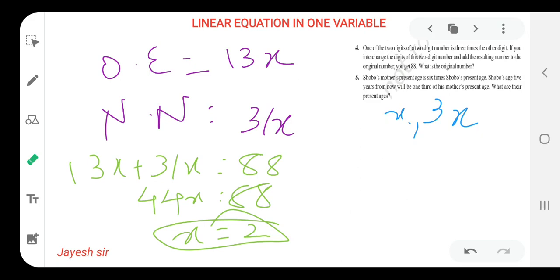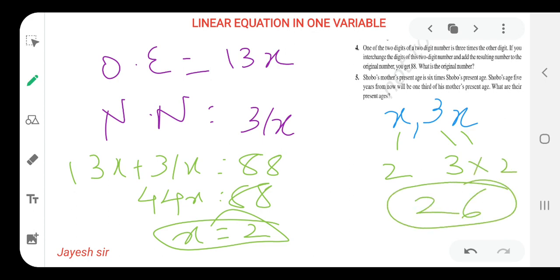So we will put the value into the numbers that we assumed. The value of x is 2, and the value of 3x would be 3 multiplied by 2, that means 6. So the original number would be 26, and the interchanged number would be 62. But in our question it is asked what the original number is. So our original number is 26, and our answer is 26. I hope you all are getting it, friends.